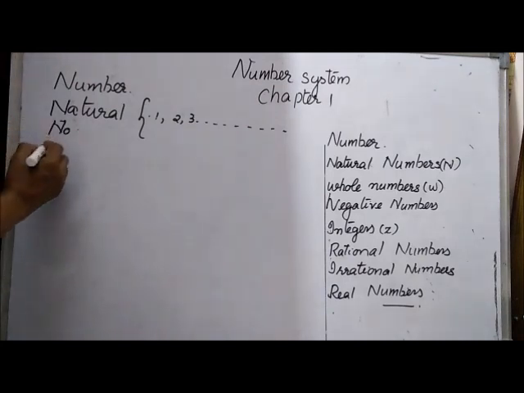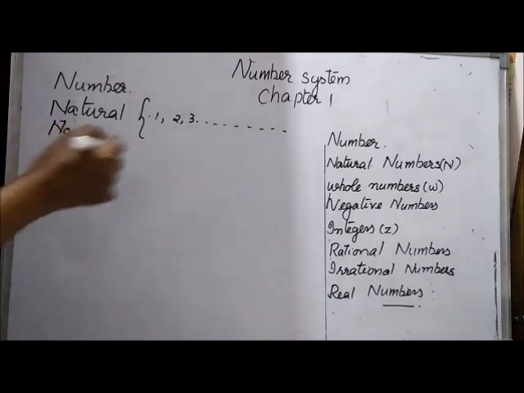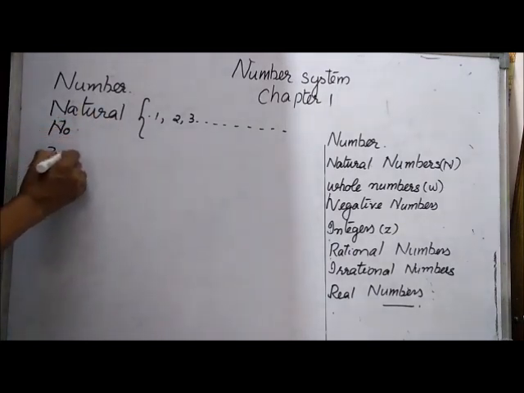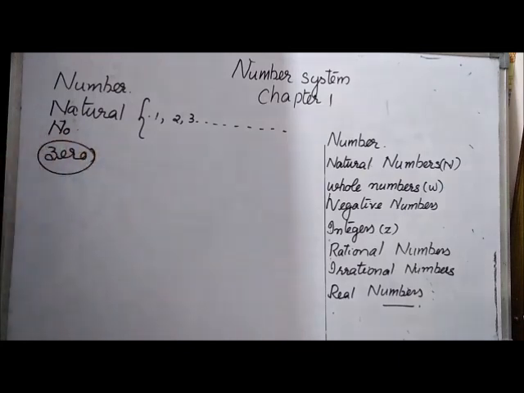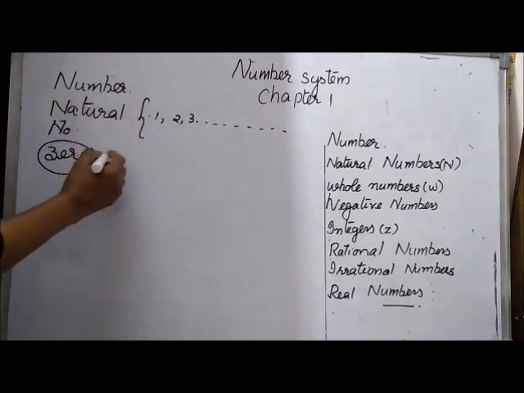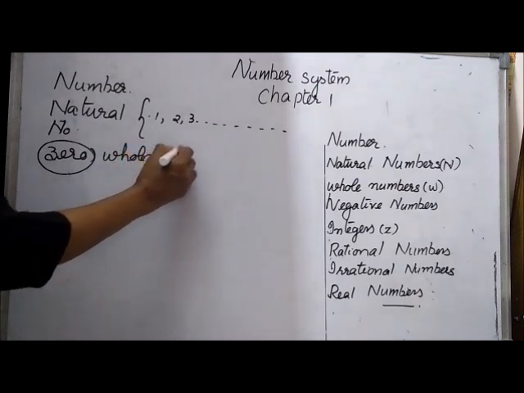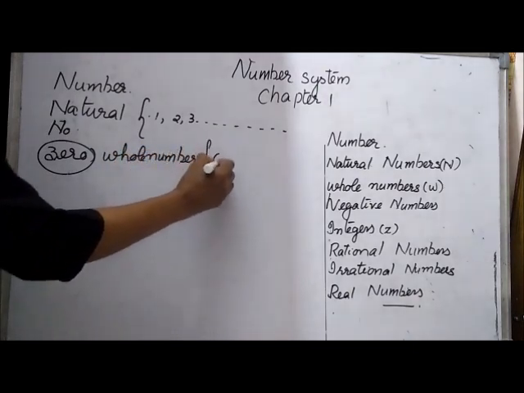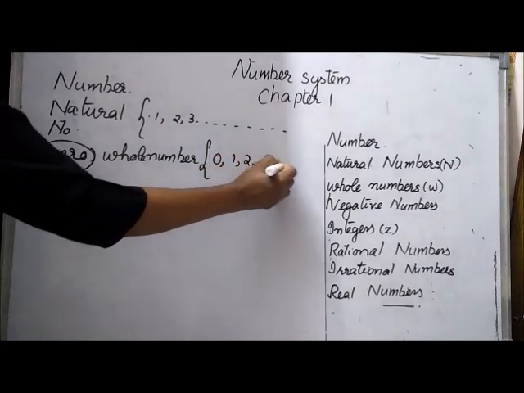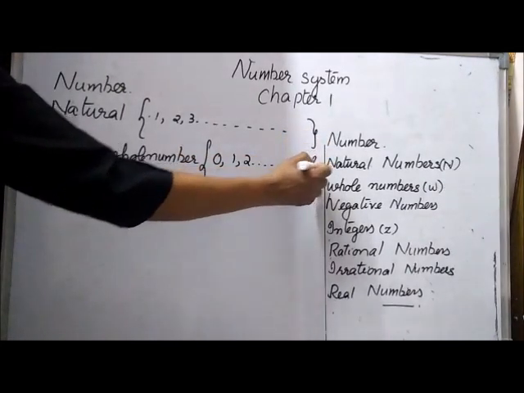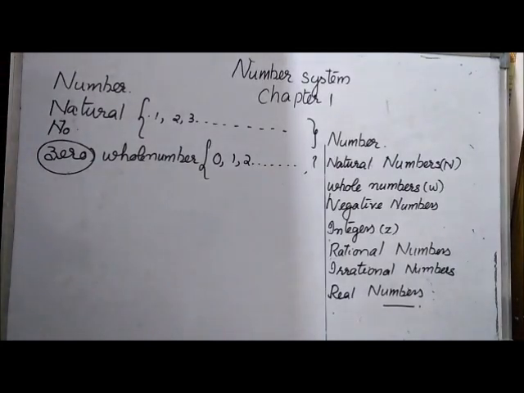Then after that we introduced 0. That means when we learn subtraction, then 2 minus 2, 3 minus 3, then that new number we introduce, that is 0. Now 0 included with the natural number is known as whole number. Here also indefinite numbers are there.